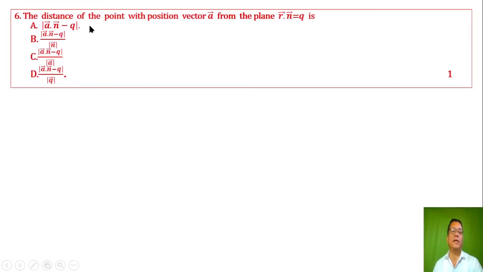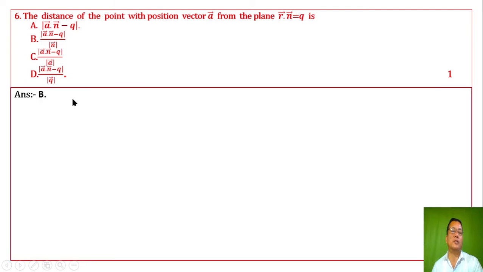Question number 6. The distance of the point with position vector A from the plane R vector dot n vector equal to Q is a vector dot n vector minus Q by modulus of n vector. Correct answer is B.